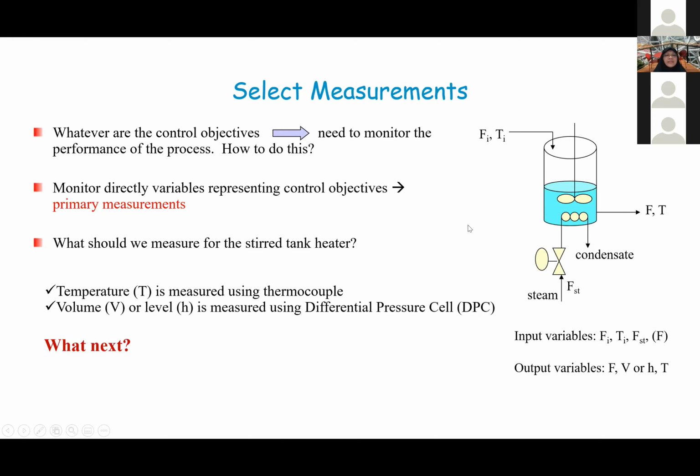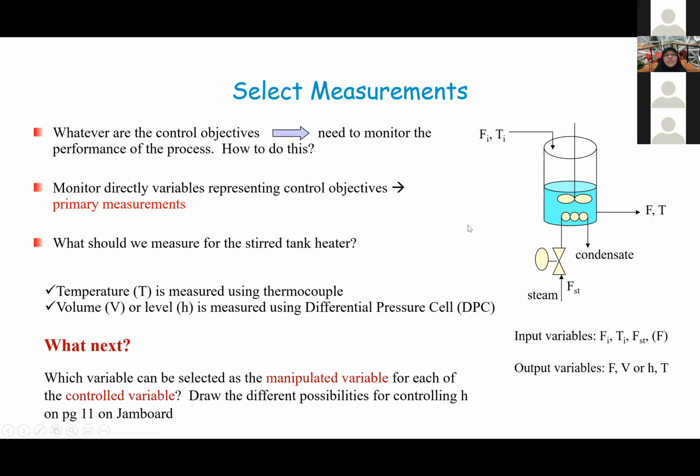Okay, so what next? Which variable do we select as the manipulated variable for each of the control variables? We have done that just now. Now go to page 11 of the Jamboard, because you have two options for the level.